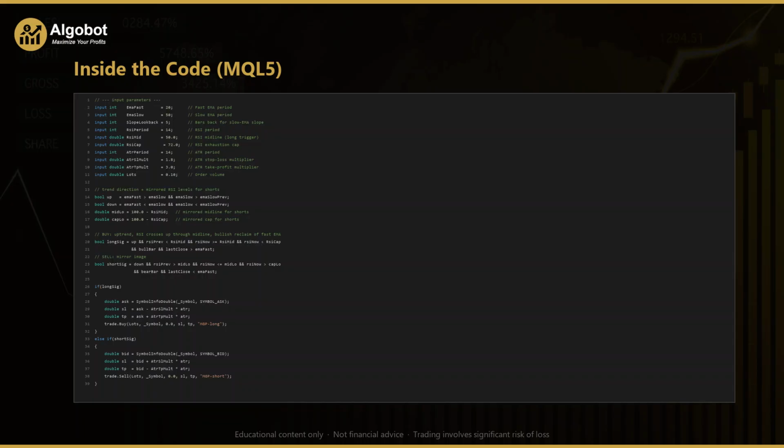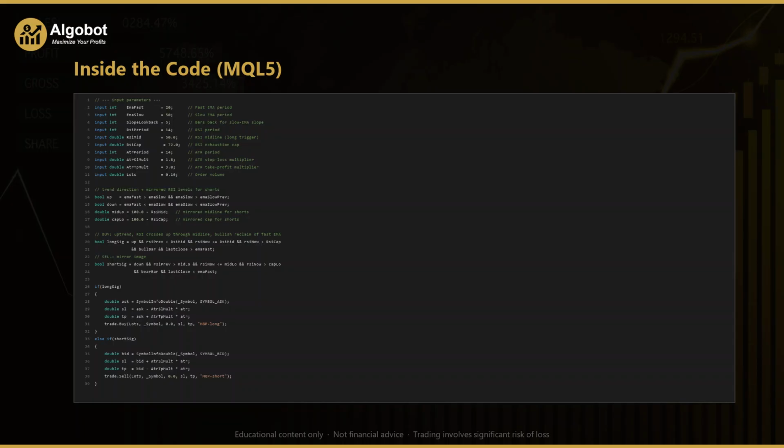Now look at the buy block. The long signal is true when the trend is up. The previous RSI was below the midline. The current RSI has crossed back up to or above it, but is still under the 72 cap. The bar is bullish, and it closed above the fast EMA. When that is true, the code reads the ask price, sets the stop loss at 1.8 ATR below it, and the take profit at 3 ATR above it, and calls trade.buy.